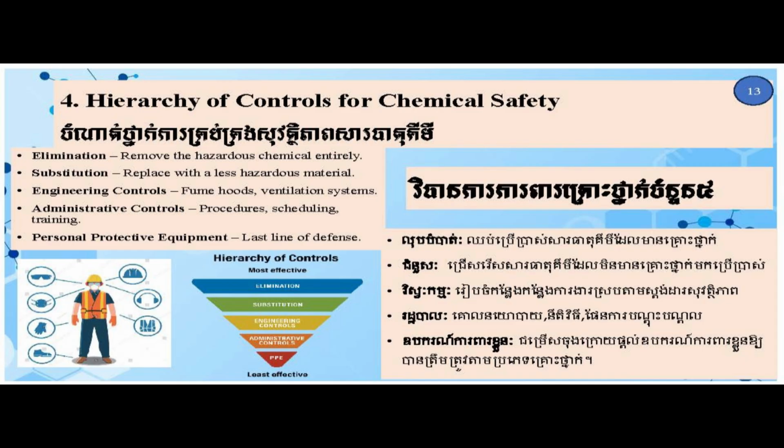Elimination: remove the hazardous chemical entirely. Substitution: replace with a less hazardous material. Engineering controls: fume hoods, ventilation systems. Administrative controls: procedures, scheduling, training. Personal protective equipment: last line of defense.